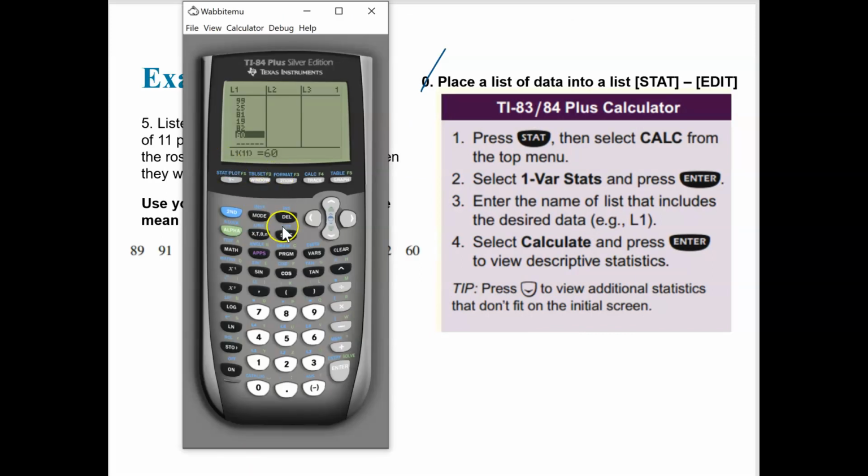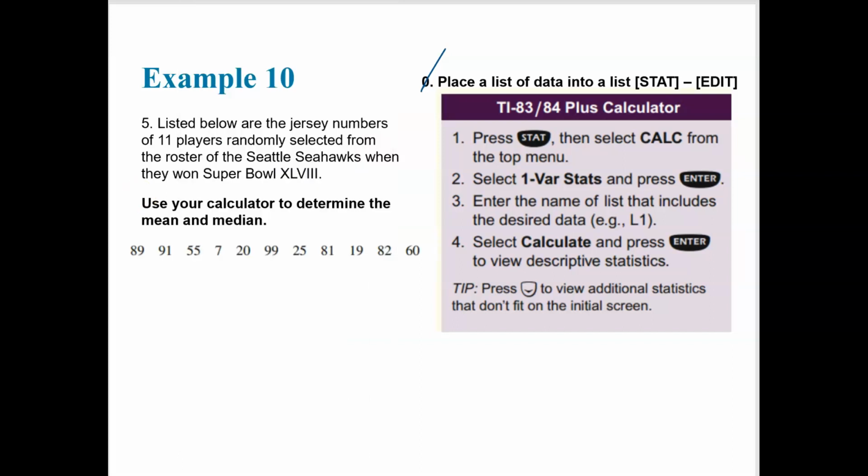So now that I've put the data in, I'm going to press Stat. I'm going to go over 1 to Calc. I'm going to see the one variable statistics. I'm going to hit Enter. My data is in list 1, so I'm good. If it wasn't in list 1, if it was somewhere else, I would do the blue key and then look for where that data is. And then I would hit Calculate. And boom, I can see that X bar, the mean of this data is 56.36. And if I scroll down, I can see that the median is 60.